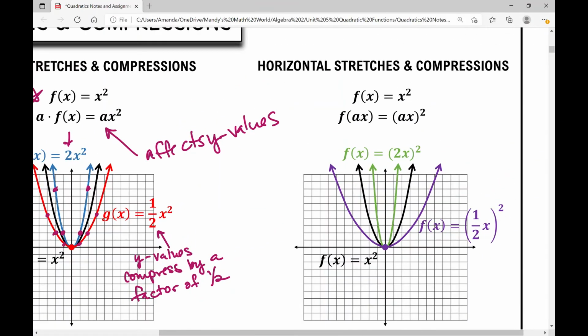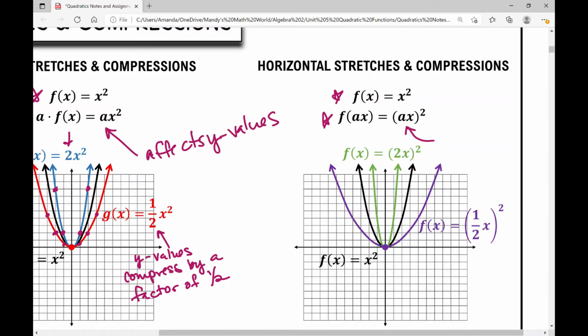And talking about horizontal stretches and compressions, if I start with my parent function, f of x equals x squared, I can denote it f of ax equals (ax) squared. So where's the a value? It's inside the parentheses. I'm going to multiply that a value times x first. Then I'm going to square it.